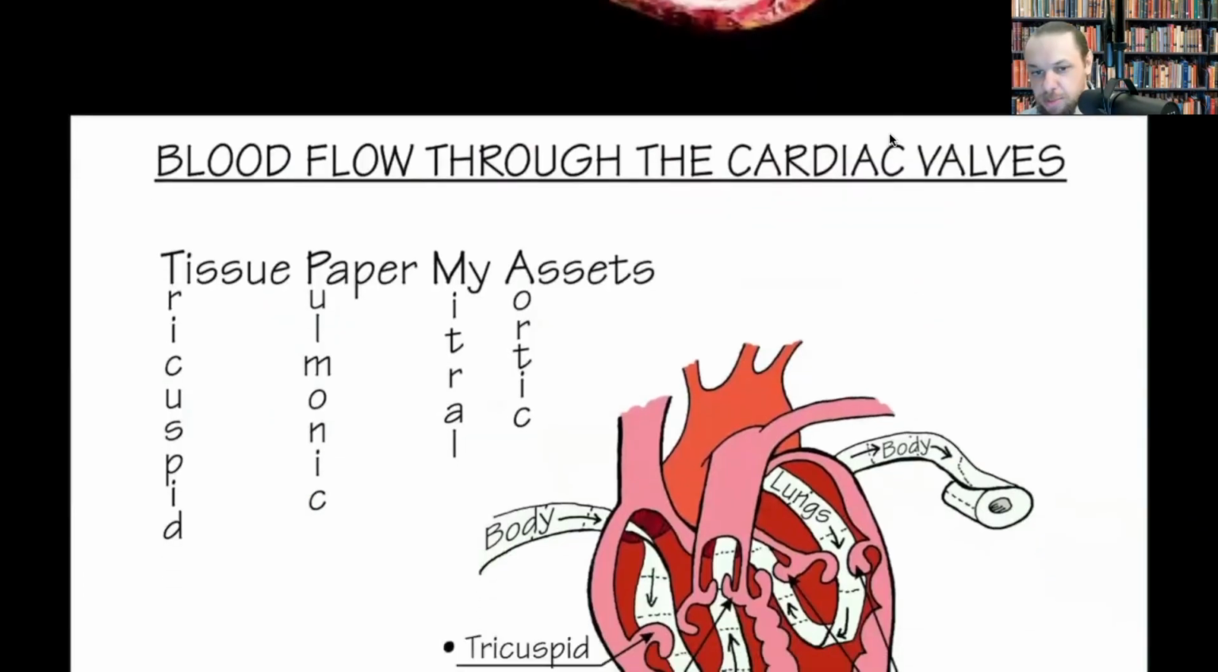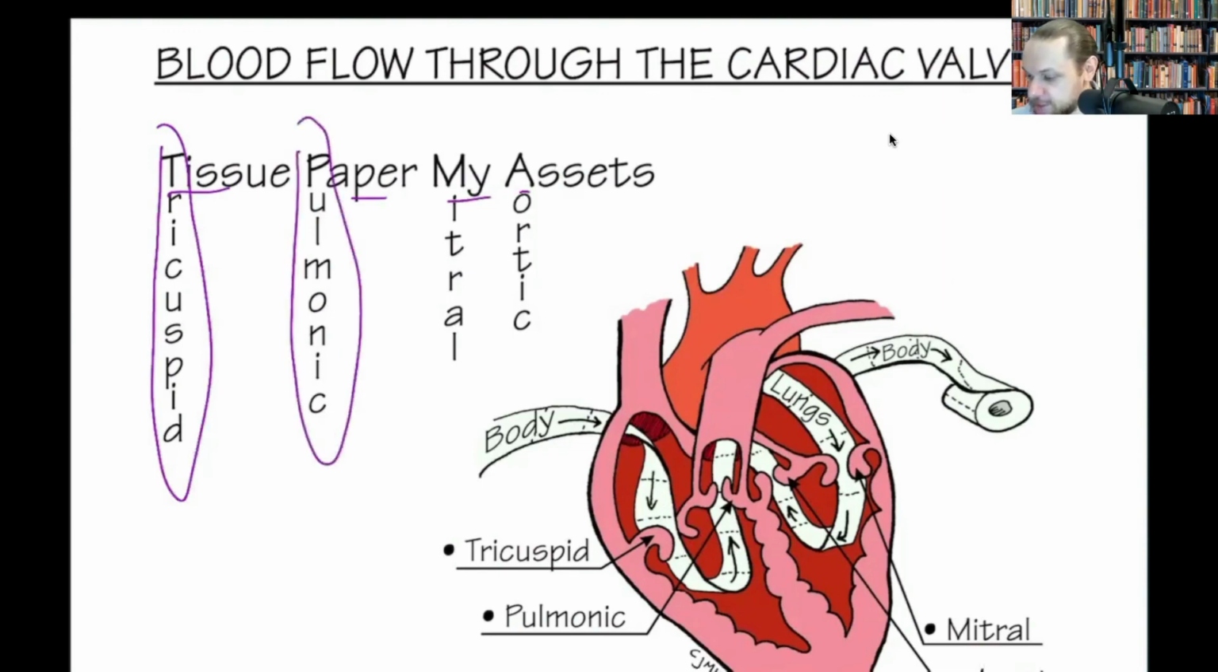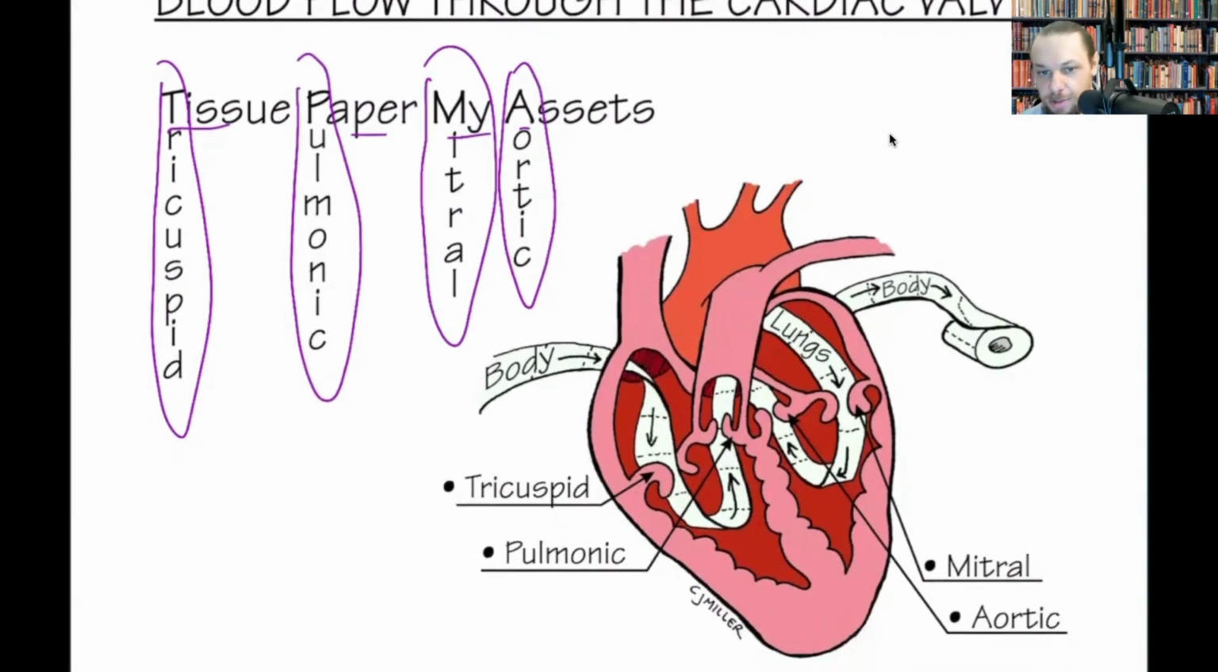We talked about the blood flow. A good mnemonic to remember is "Tissue Paper My Assets." So what is this? It refers to the tricuspid valve, then the pulmonic valve, then the mitral valve, then the aortic valve. These are the valves in your heart, showing how the blood flows from the inferior and superior vena cava all the way through the aorta.